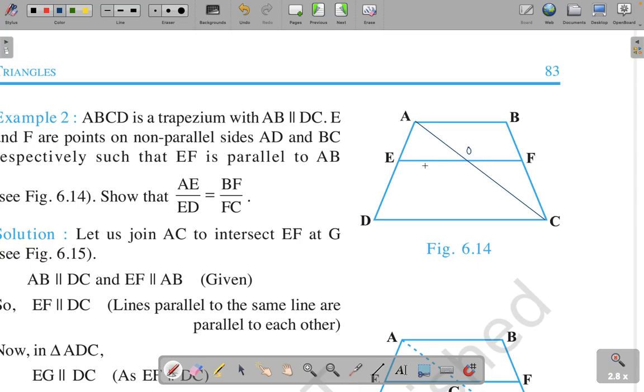right? Okay. So then you get one triangle ADC, right? And since EF is parallel to DC, you can say EO is parallel to DC as well. So apply BPT here, so you'll get AE upon ED is equal to AO upon OC, right? Then again in the second triangle you can write, what can you write? Triangle BDC, right?